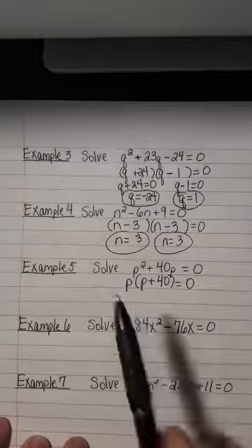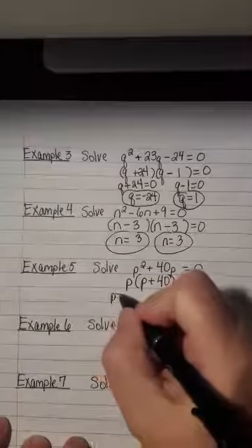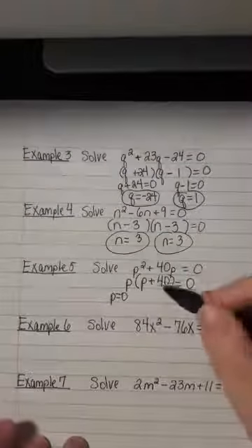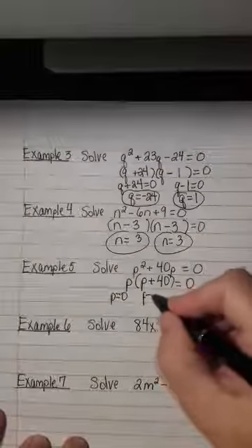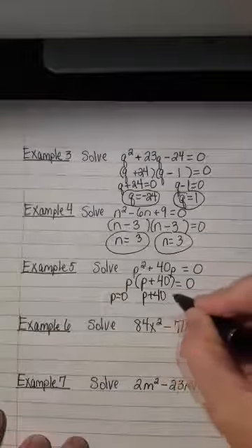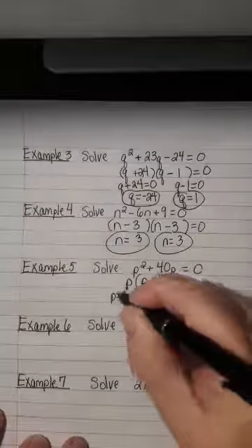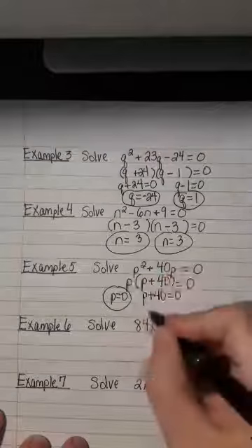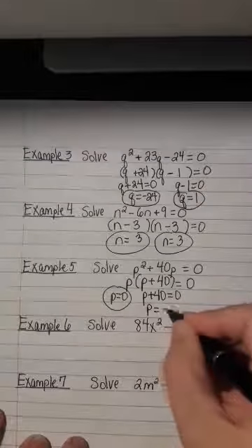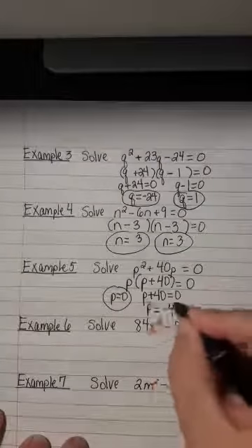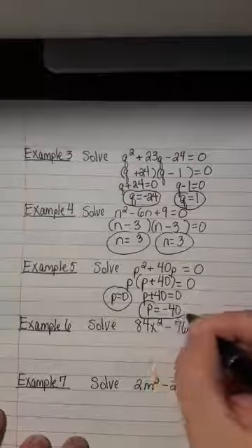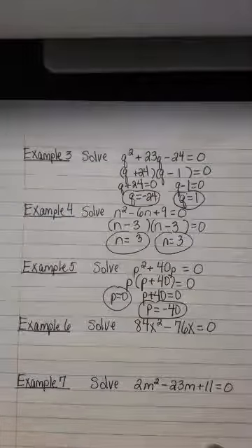And now you've got two factors. You set p equal to 0, and then you have p plus 40. So you set p plus 40 equal to 0. And so p equals 0 is an answer. P equals -40. When you solve that equation for p, you have to move your 40 over to the other side. So p equals -40.